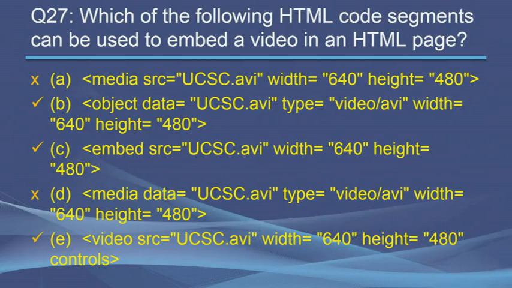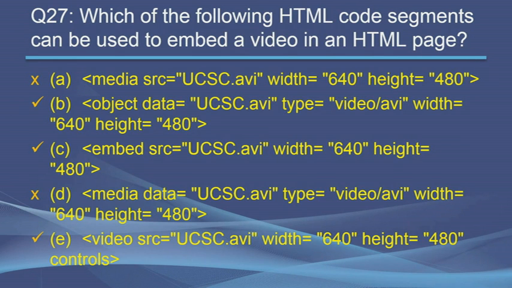And the final question we are going to talk about is question 27. Which of the following HTML code segments can be used to embed a video in an HTML page? This is related to embedding multimedia or hypermedia in your web pages. The first option is media, source UCSC.avi, and you give the width and the height. Now the thing is, there is no such thing as a media tag. You don't have such a tag. So this is actually a misleading answer. So A is incorrect.